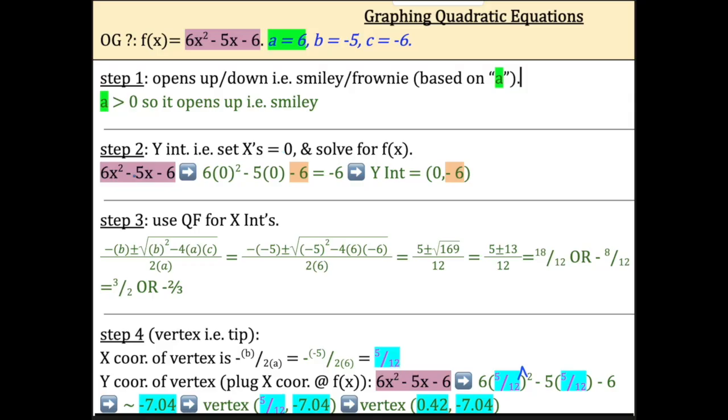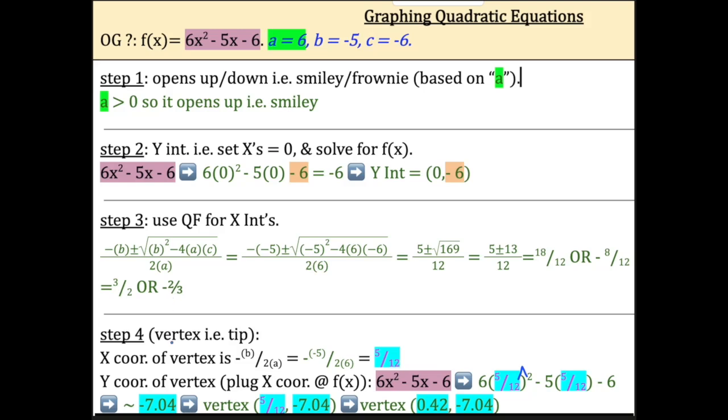Okay, so we plug in 0 for x here. We get this -6. So this is the one that should have been highlighted in orange. So y-intercept is (0, -6). X-intercepts, quadratic formula, your A's, B's, and C's, plug it in. We get 169, which ends up being a clean 13, which gives us these 2 fractions. After reducing, we get this.